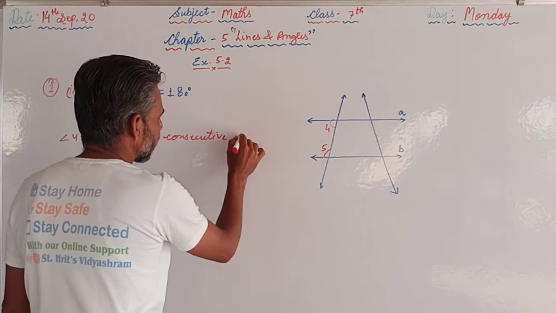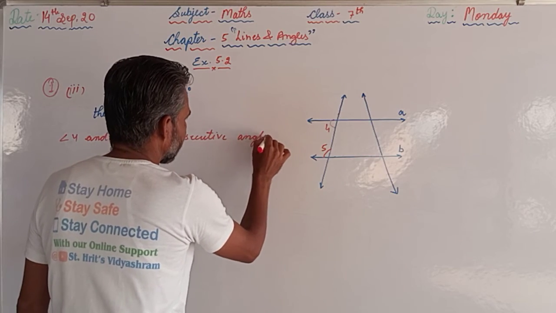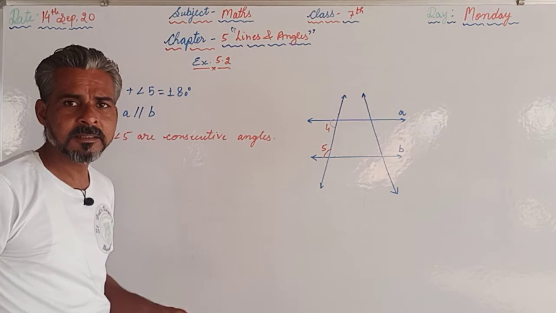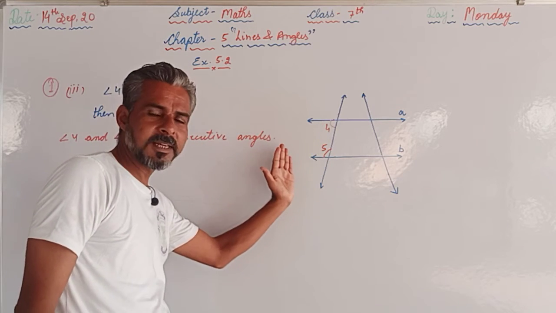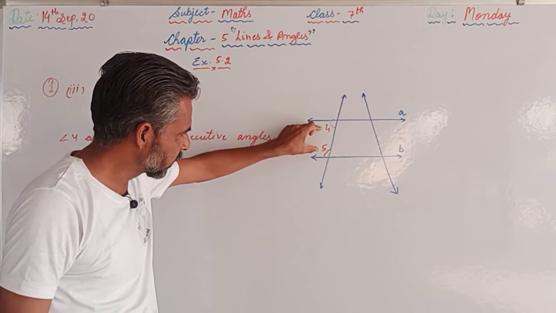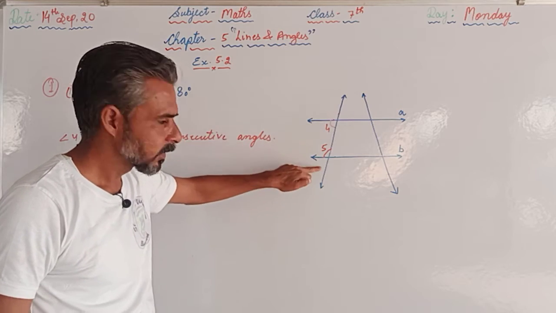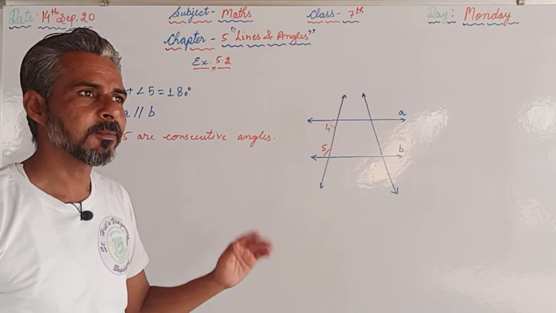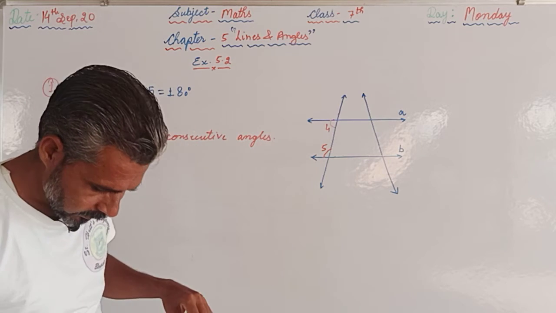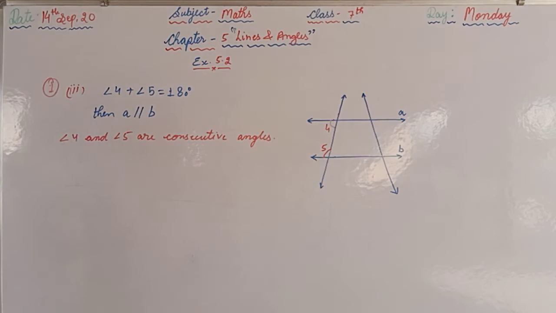Consecutive angles are the interior angles on the same side of the transversal. ये दोनों transversal के same side में है, and interior means these two angles. Exterior will be this and this. So these are the interior angles on the same side of the transversal, and the name of these angles is consecutive angles. And if the sum of the consecutive angles is 180, then lines will be parallel.